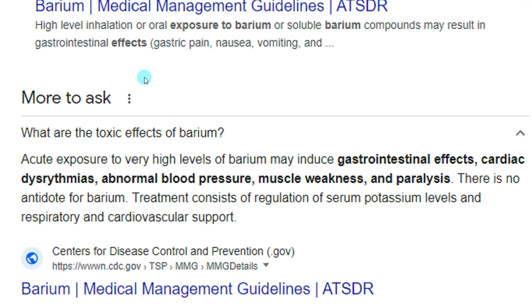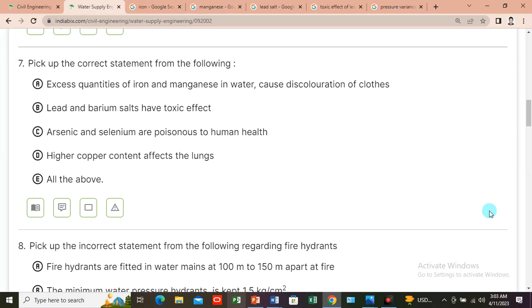There is an antidote for barium. Treatment consists of regulation of serum potassium levels. You have to take potassium, and respiratory and cardiovascular support. You even have to wear a respiratory mask, so it's really toxic. Similarly, the same applies for the lead salts. Both lead salts and barium salts are highly toxic, right?